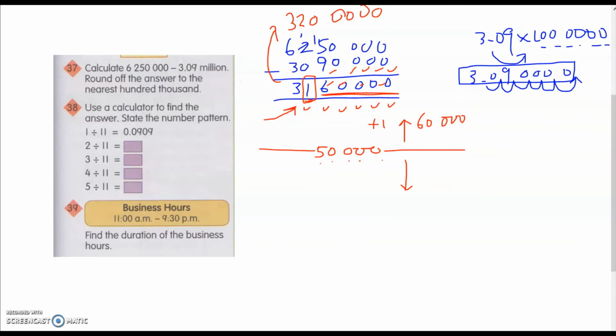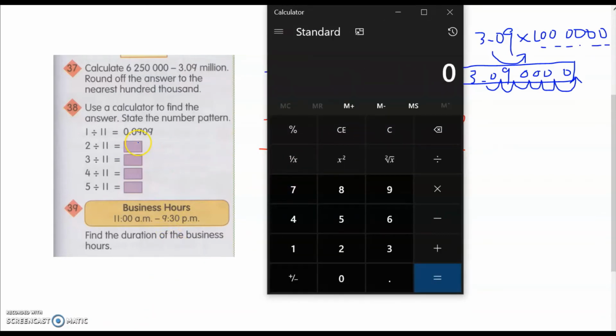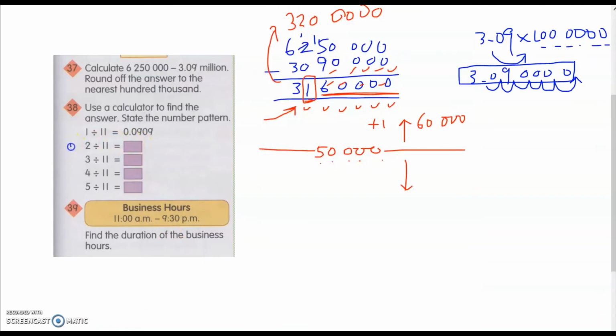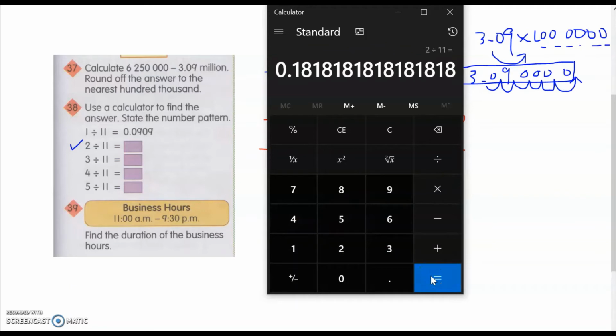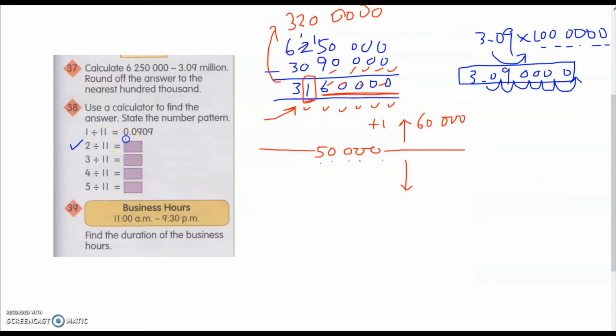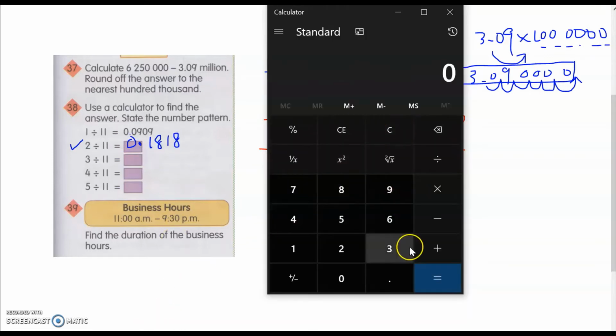Okay, 38. Use the calculator again. Find the answer and then state the number pattern. Okay, let's look at the answer. Okay, the second one. 2 divided by 11. So just press 2 divided by 11. I get 0.1818. Okay, then 3 divided by 11.